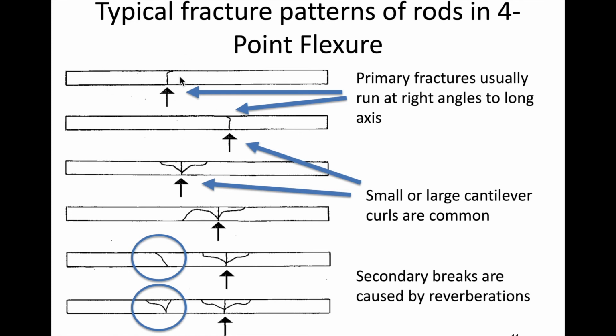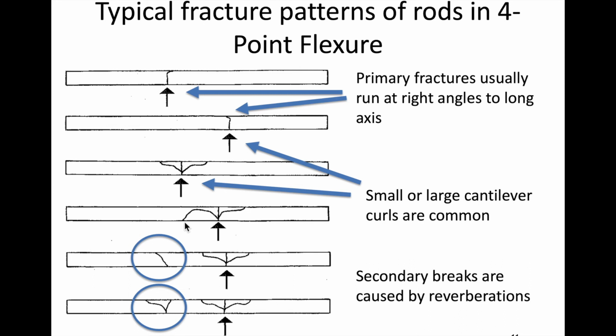These have little cantilever curls, but you can also have the same thing happen with a much larger cantilever curl. You see that the fracture initiates here, roughly perpendicular to the surface. However, the curl is much larger, and you can see it going up from there. This is also common and typical. Nothing crazy about that, and there are lots of variations to these.